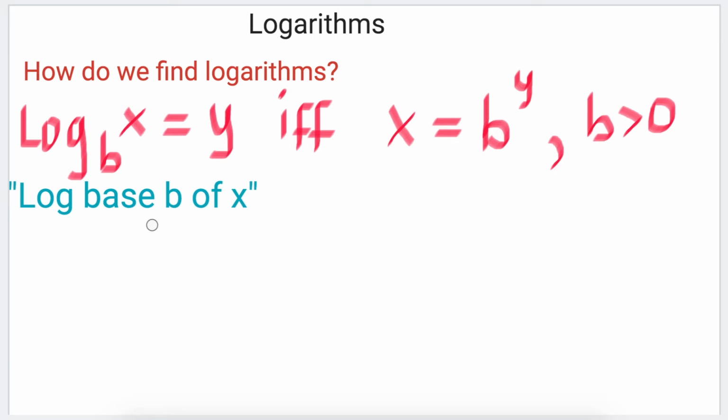So now that we know the why, now let's take a look at the how. How do we find logarithms? And to do this, let's start with a formal definition. The log, this is a short form of logarithms, the log of base b of x is equal to y. And y here we know is the exponent. So if and only if x is equal to the base b raised to the power of the exponent y, where b is a positive number.